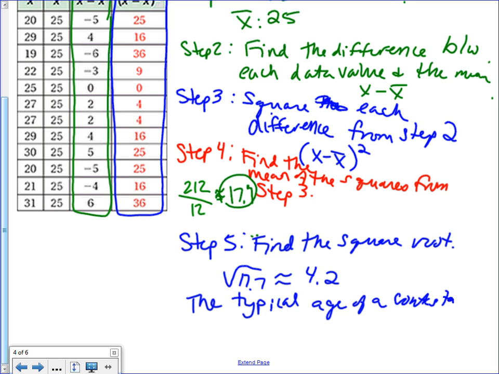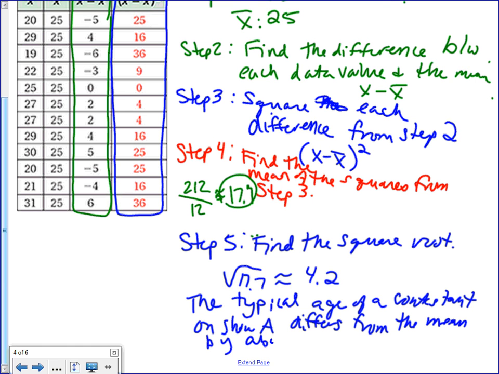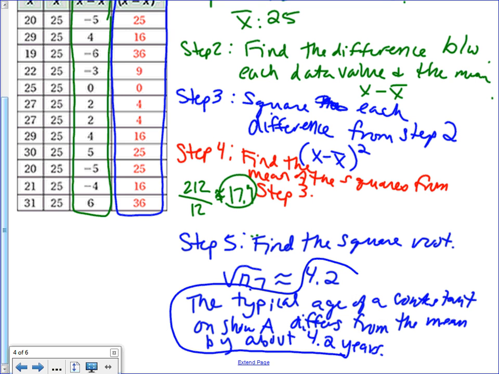Okay. So the typical age of a contestant on show A differs from the mean by about 4.2 years. Okay, and that's our interpreting the results.